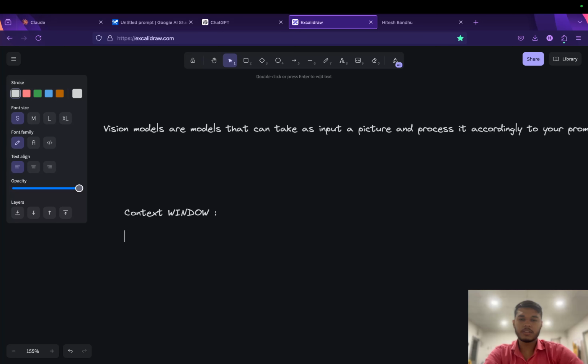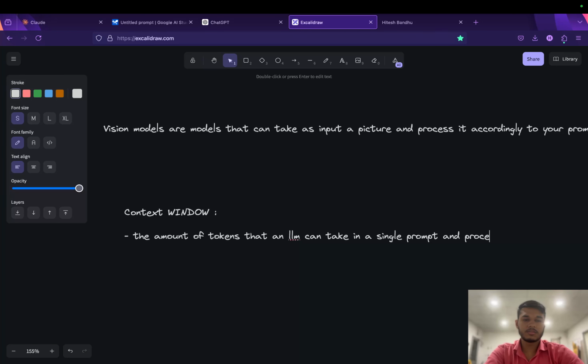What is a context window? The amount of tokens that an LLM can take in a single prompt and process. So this is the context window. The key is how many tokens. So now you'll ask me, what are tokens? Let me explain what tokens are.